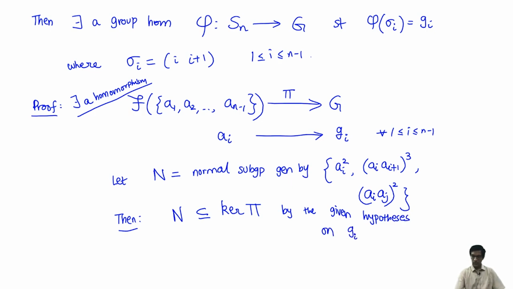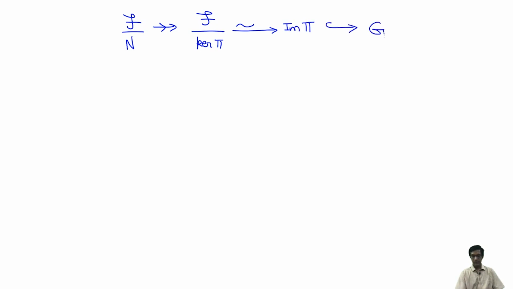Okay, now we are almost back to our usual situation. So what does this mean? I have now a map from F/N to F/kernel π, and F/kernel π, by the first isomorphism theorem, is isomorphic to the image of π. The image of π is some subgroup of my original group G. Okay, so all this is just repeating the same arguments we did before.